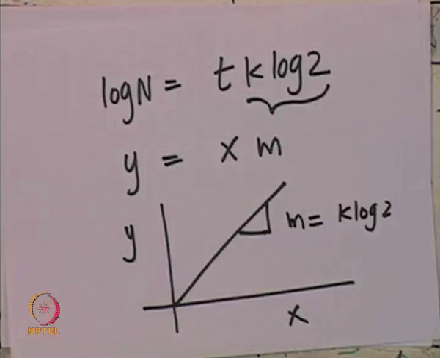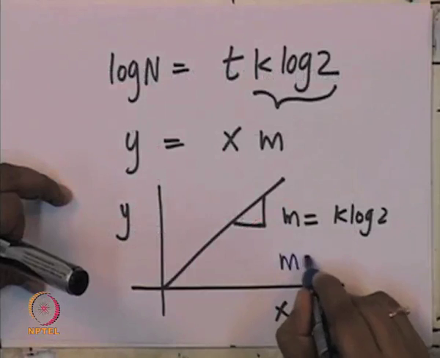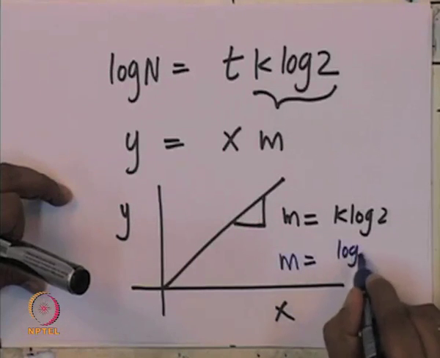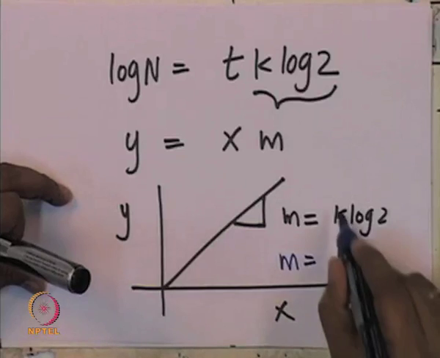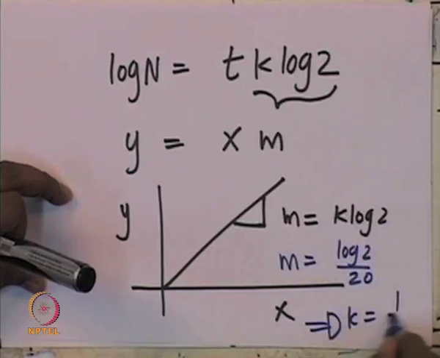So, now if you look at this slide, what you had got is the slope as log 2 by 20. So, the slope we had got from this is log 2 by 20. So, instead of k log 2 here, the slope we got is log 2 by 20. That means k is 1 over 20. This means k is 1 over 20.